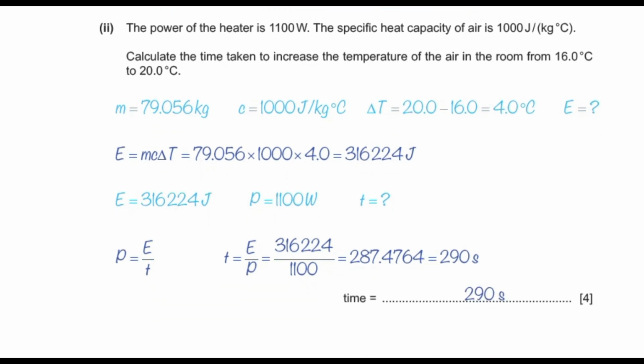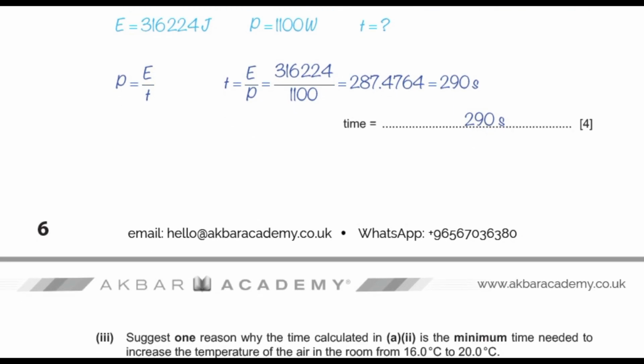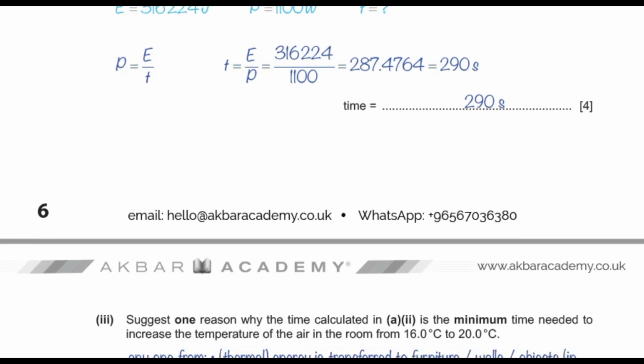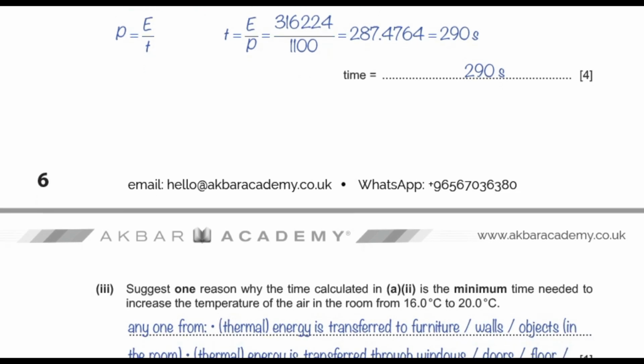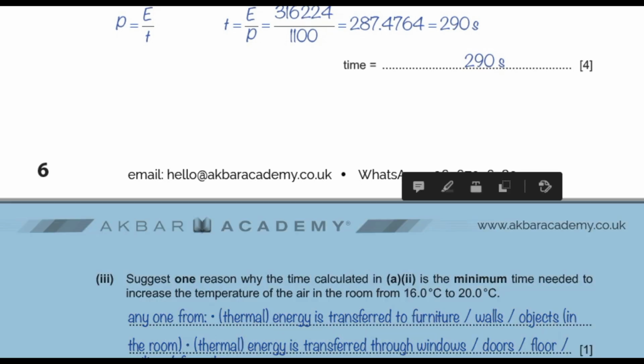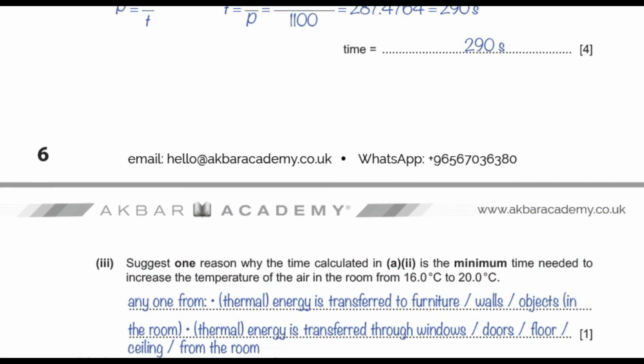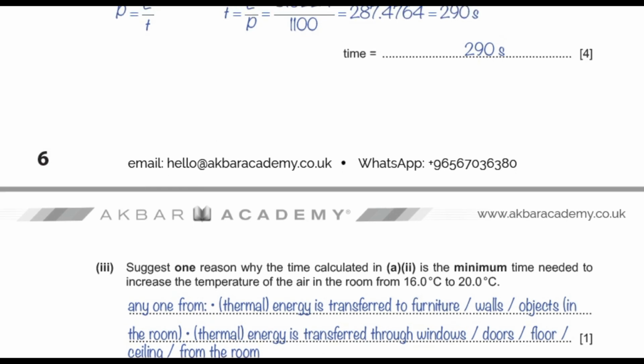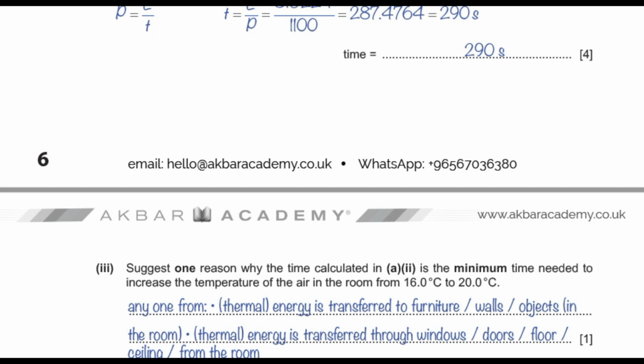Part A3, explaining why this is the minimum time to heat the room. The time calculated in part A2 is the minimum time because not all the thermal energy from the heater goes into raising the temperature of the air in the room. Some energy is transferred to furniture, walls, or objects in the room, the surroundings such as windows, doors, or the ceiling, through thermal energy losses.